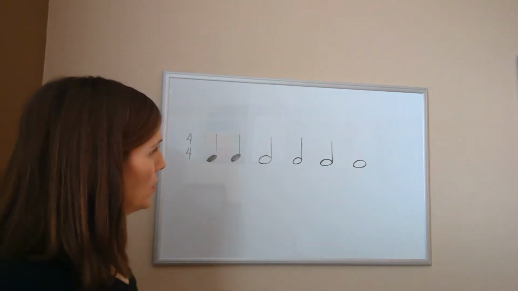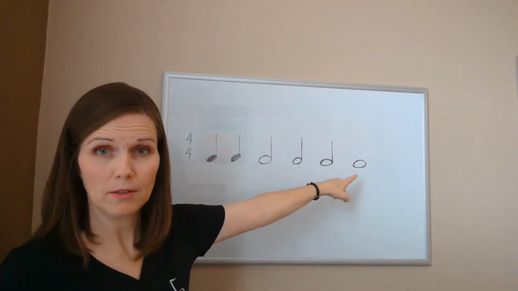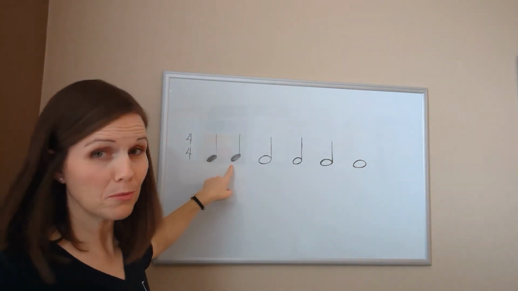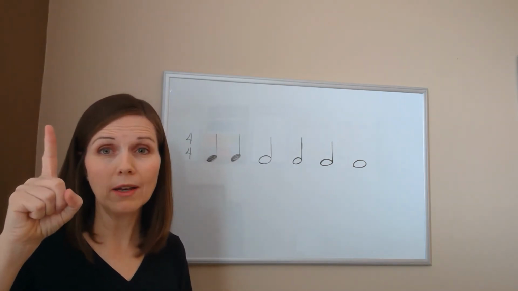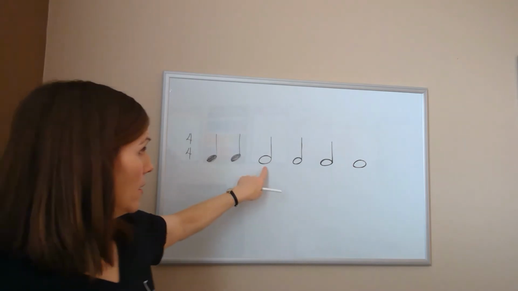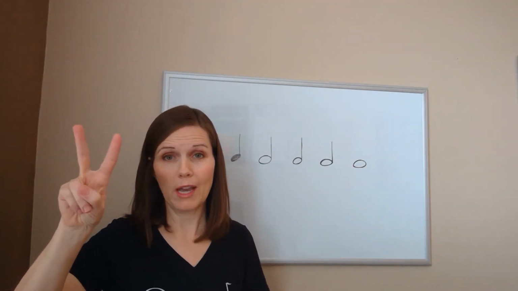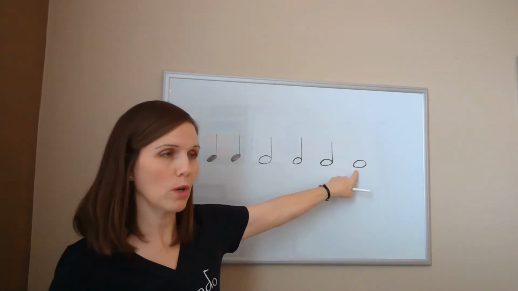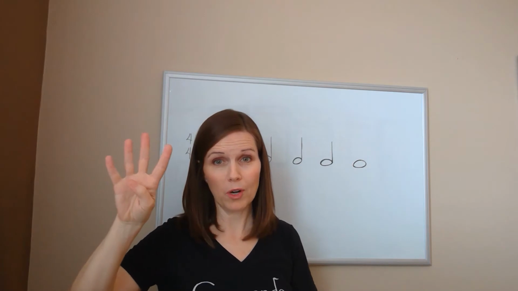So to figure out what this rhythm is, we want to be able to identify what each of these notes are. These black notes, do you remember what they're called? Quarter note. They get one count. These are half notes. They get two counts. And this one, great big whole note, gets four counts.